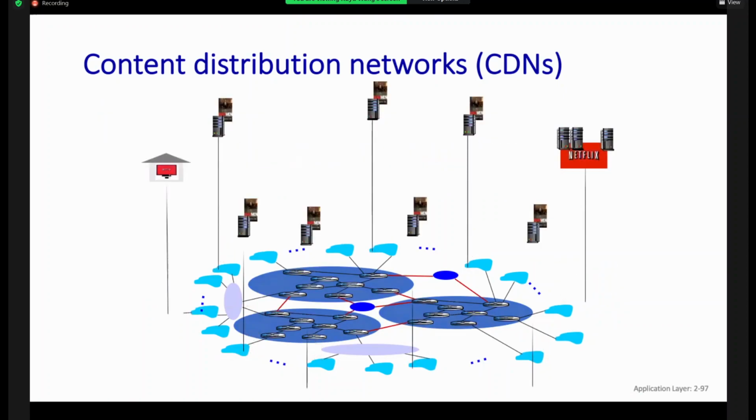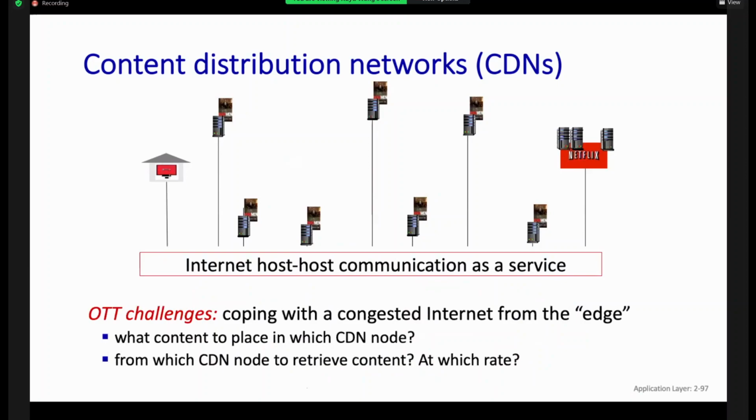Okay, if we consider over the top, the internet provides end-to-end communication as a service, and we need to adjust for congestion in the internet from the edge part. So we need to consider what content to place on which CDN node, where to deploy each node, and also from which node to get data, based on the congestion level and what bit rate we need to get.